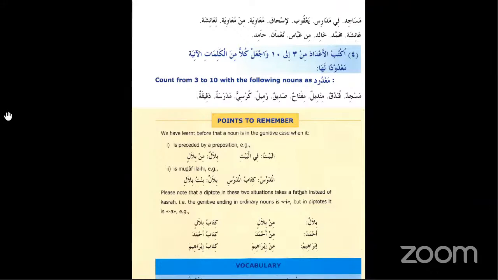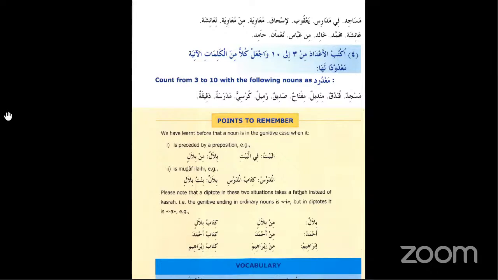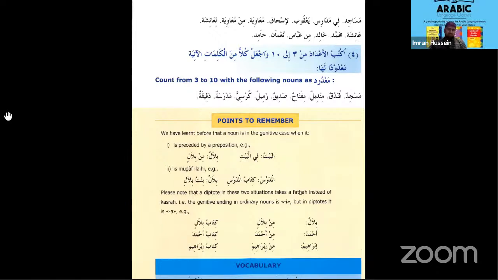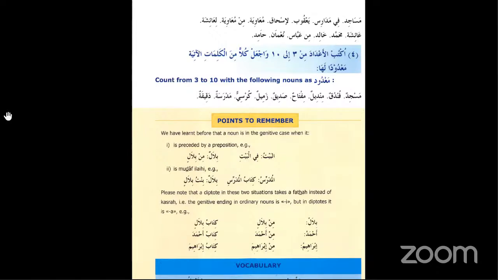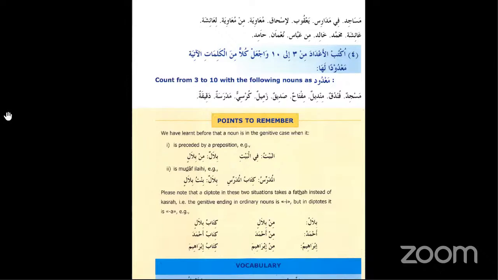Can you do these diptotes on top of the page? Masajidu. Yep. Fi madarisa. Excellent. Yaqubu. Correct. Li Ishaqa. Yep. Ma'awiyatu. Okay. Min Ma'awiyata. Correct. Li Aishatu. Li Aishata. Correct.